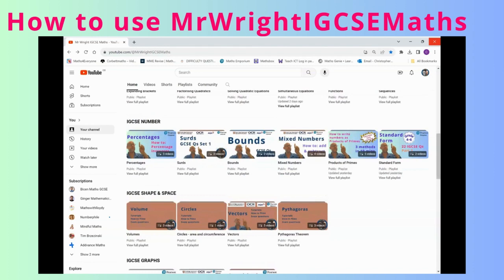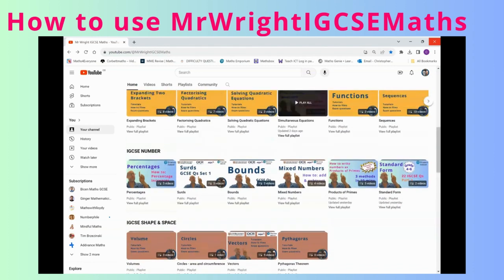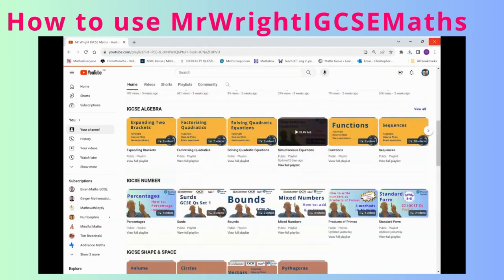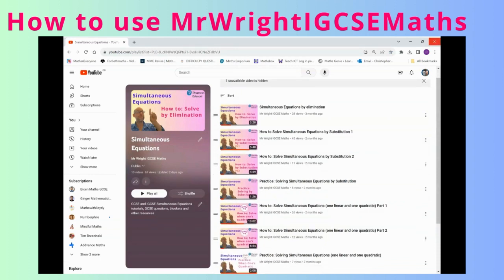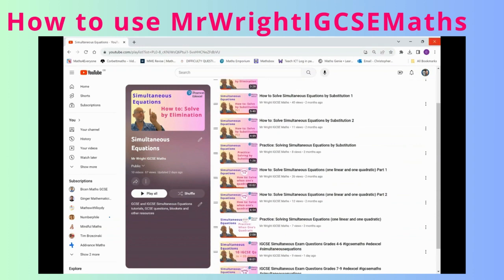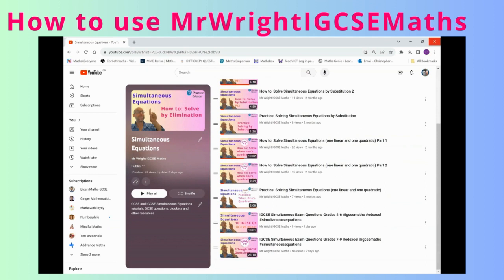So let's have a look at an example. Let's look at the simultaneous equations playlist here. Underneath simultaneous equations, you can see there are lots of how-to films if you want to recap how to do a particular thing. And there are some chances to practice as well. And importantly, at the bottom of most of the playlists, you will find IGCSE question walkthroughs. Generally 2 films, one for grades 4 to 6 and one for questions which are harder, grades 7 to 9.